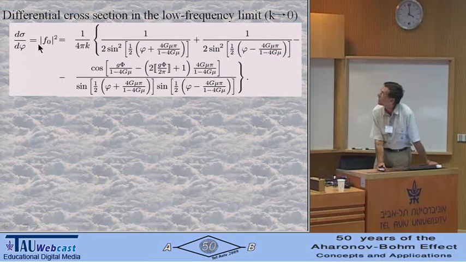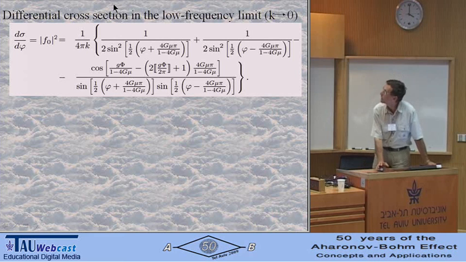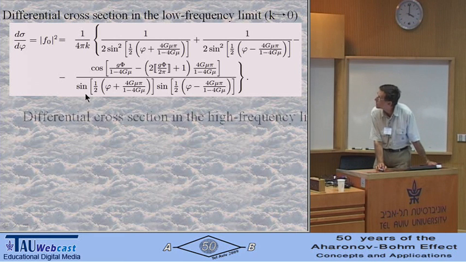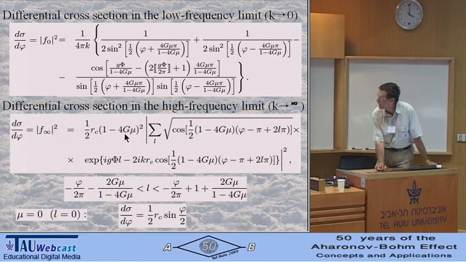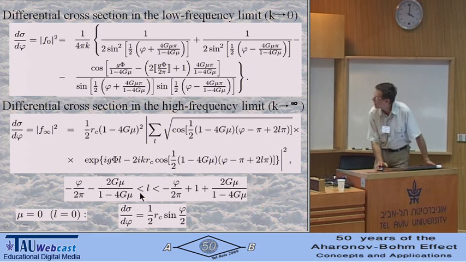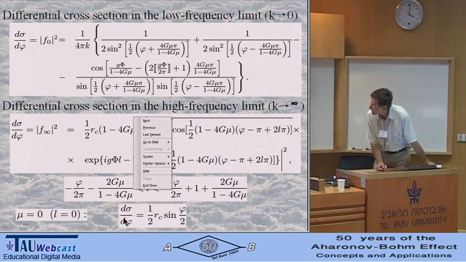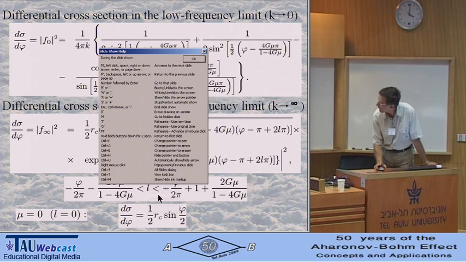This is the differential cross section in the low frequency limit, and this is the differential cross section in the high frequency limit. You see, it was some work to get this formula. Even number theory methods were employed, and you see again this finite sum, with integers l in the finite range, the same as for the incident wave.